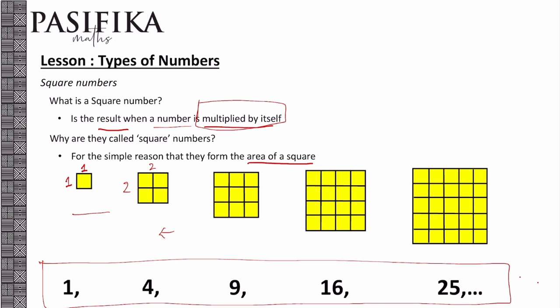So next time someone talks to you about a square number, think of a square. And if it's a 1 by 1 square, you know it should be 1 times 1, or 1 squared. And the answer is 1. And that 1 is your square number.